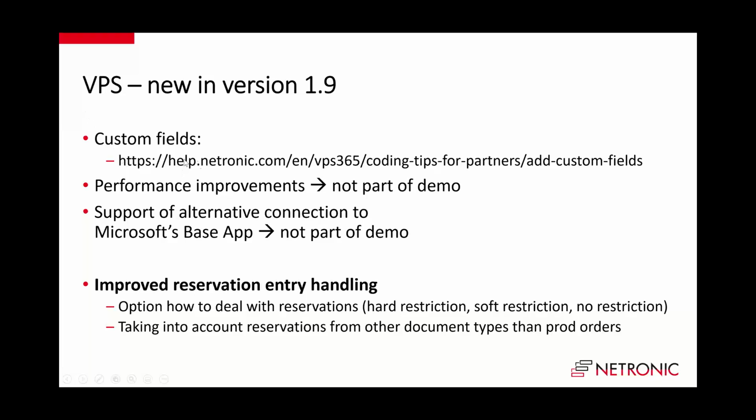And in the knowledge base, so at help.netronic.com, which is a really good source of documentation and information that I really recommend you to visit regularly, if you search there for custom fields, then you will get information on how you can add custom fields to tooltip, bar label, and table for VPS, but also for VJS and VAPS. And this is the direct link that you can follow if you want to do this for the VPS.